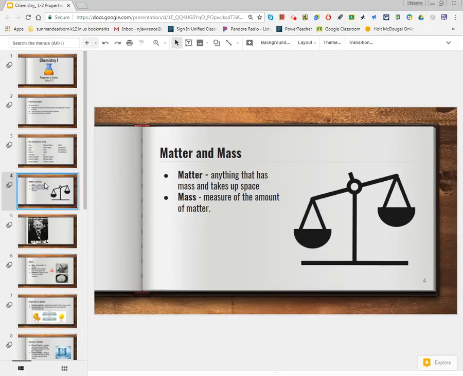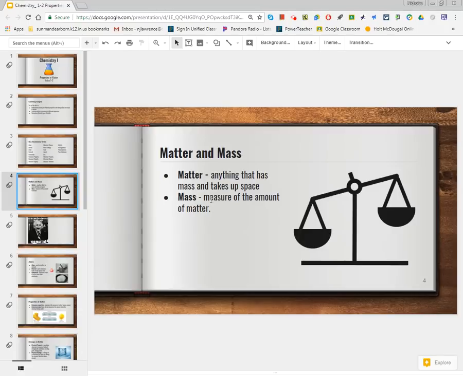But what are other examples of matter? The chair you are sitting in, that is matter. The Chromebook you are holding, that is matter. The air you are breathing, even though you cannot see it, that air does take up space and it does have a mass even though it's small. So as we keep using this term mass, the question is, well, what is mass? Well, mass is simply the measurement of the amount of matter there is.